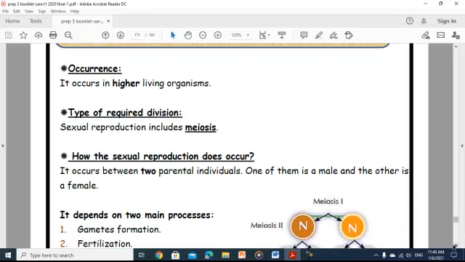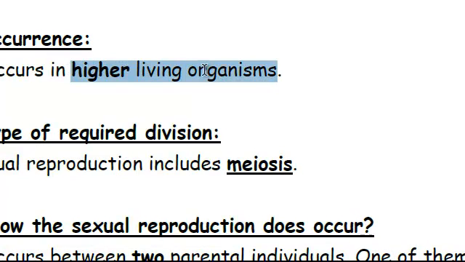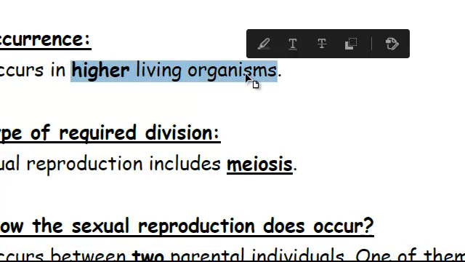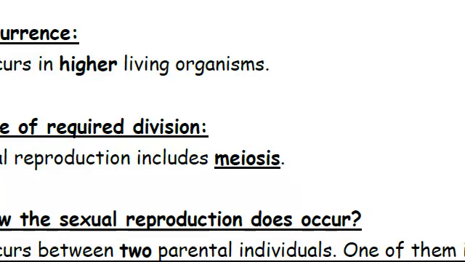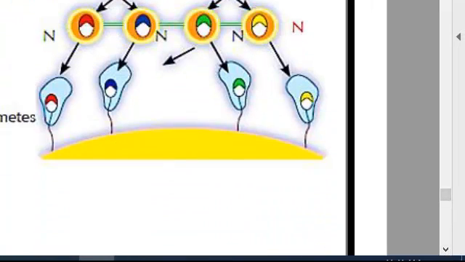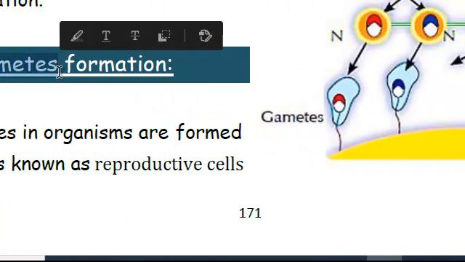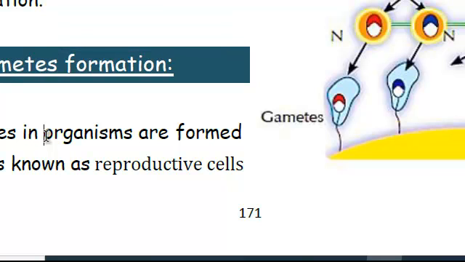And it also occurs in higher living organisms, multicellular organisms, that have reproductive cells inside the body, and by meiosis. It takes place by two processes. Number one, gametes formation, and the second one, fertilization. What's meant by gametes formation? In each living organism, maybe male or female, the reproductive system produces reproductive cells, or we call them gametes.